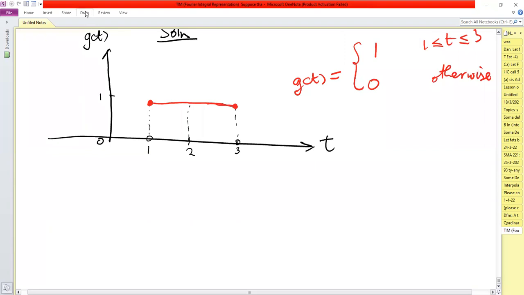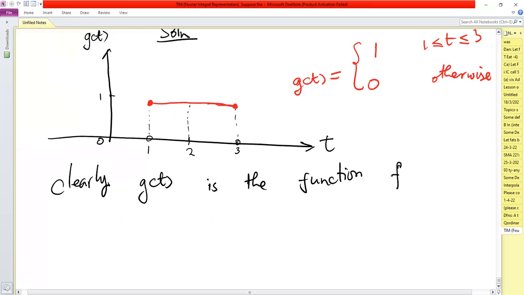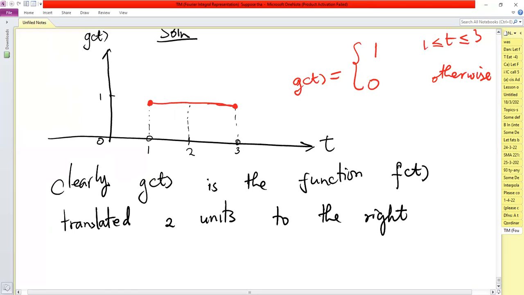So we see clearly that g of t is the function f of t translated two units to the right, i.e. g of t is simply given by f of t minus 2.